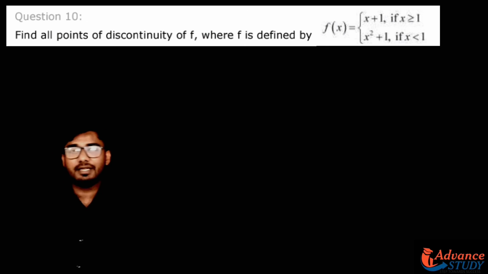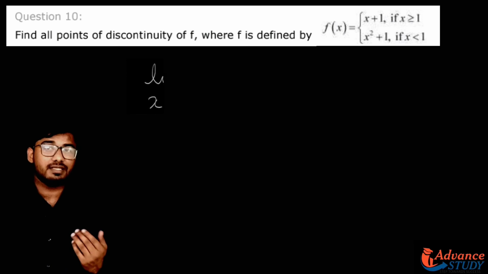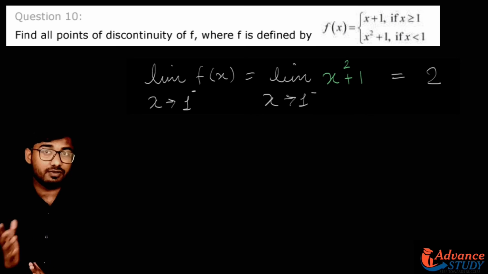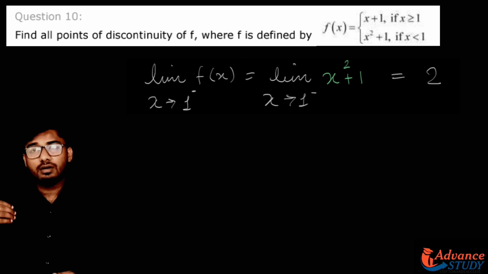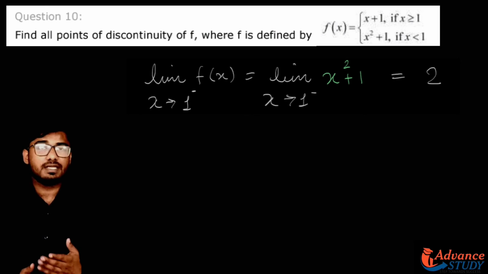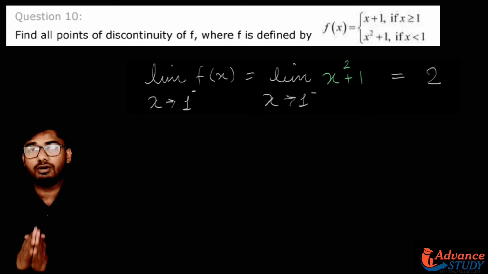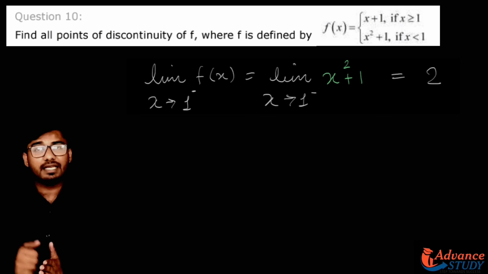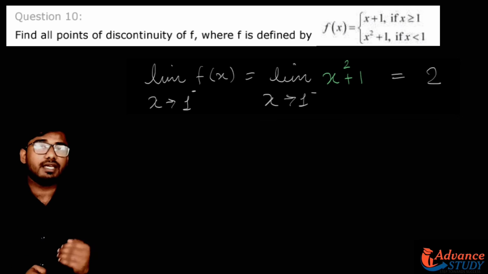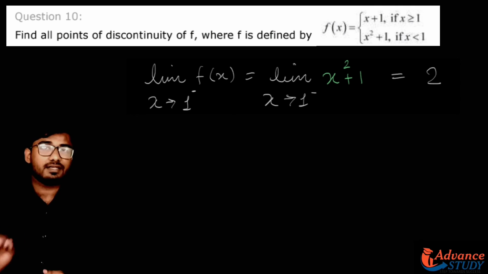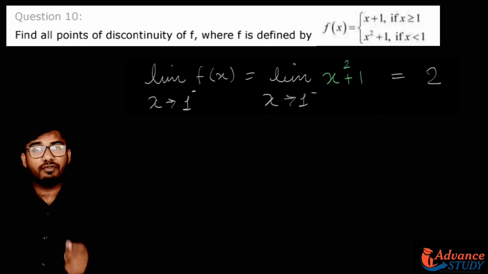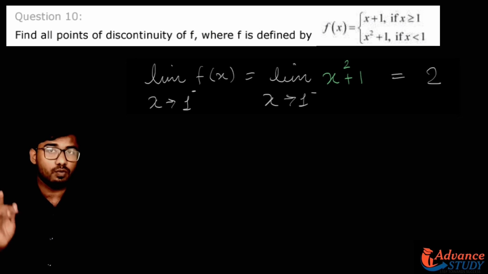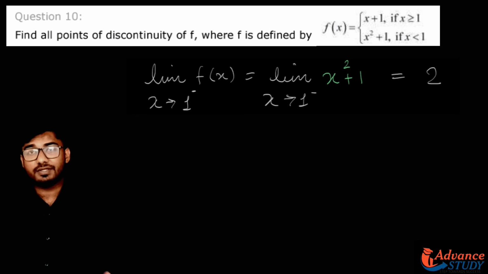Okay, so limit x tends to 1 negative, it means the left hand limit, x square plus 1 is equal to 1 plus 1 is equal to 2. Why are we taking x square plus 1? Because when x is greater than or equal to 1, we have to take the function x plus 1, and when x is lesser than 1, we have to take x square plus 1. So limit x tends to 1 negative means the value of x is lesser than 1, so we are taking x square plus 1. Okay, so the answer is 2.